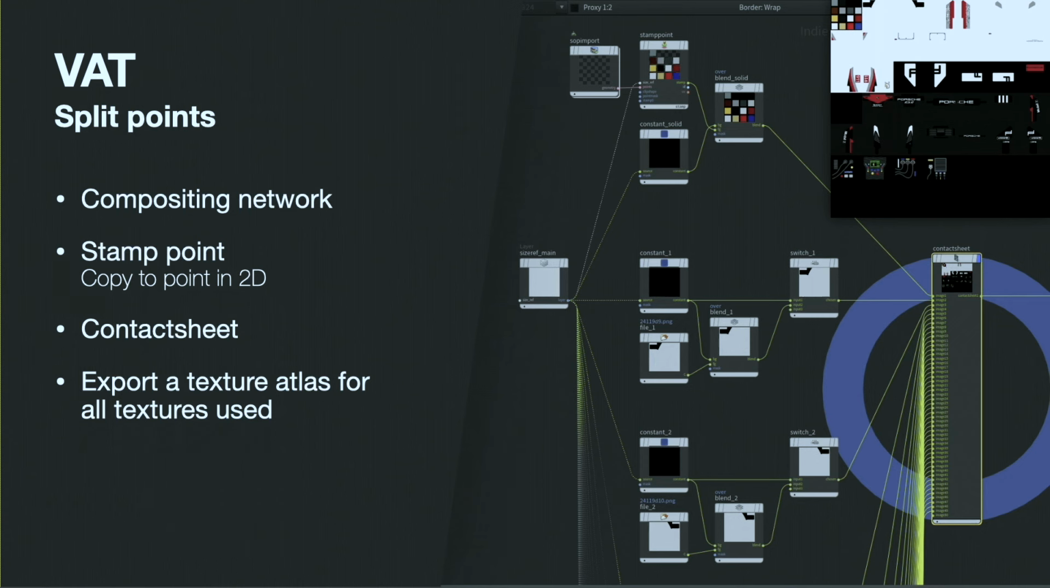And this is inside a compositing network. So I'm using a node called stamp point, which is basically a copy to points, but in 2D. So we can generate these tiles of colors. And that is placed in the top left corner on the image on the right there. And the rest of them, I use a node called contact sheet, I think it's called, yeah. Just to lay out all the textures in a grid.